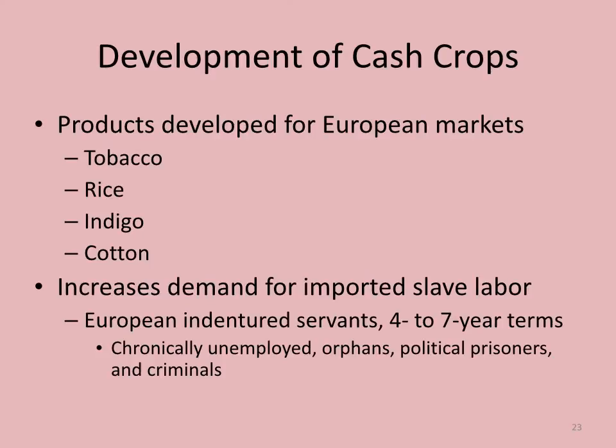Now, the development of cash crops is going to create a need in Europe. So the more cash crops they have, the higher the need in Europe, and the higher the need, the more cash crops we need. So the products developed specifically for European markets are tobacco, rice, indigo, and cotton. Now keep in mind, indigo is that pretty blue color, and beforehand we didn't really have any dyes that would do it. Indigo is a cheap, very plentiful flower in the United States. So we're going to see that it is a great cash crop and a huge benefit.